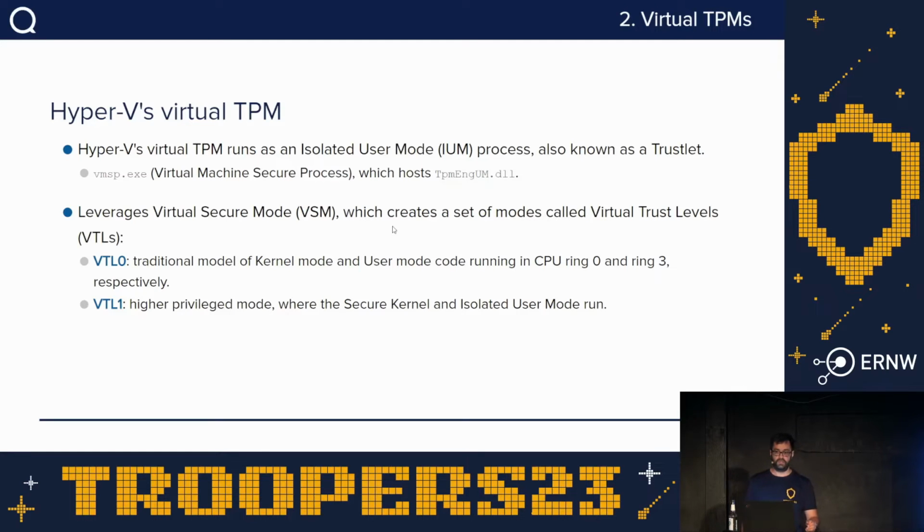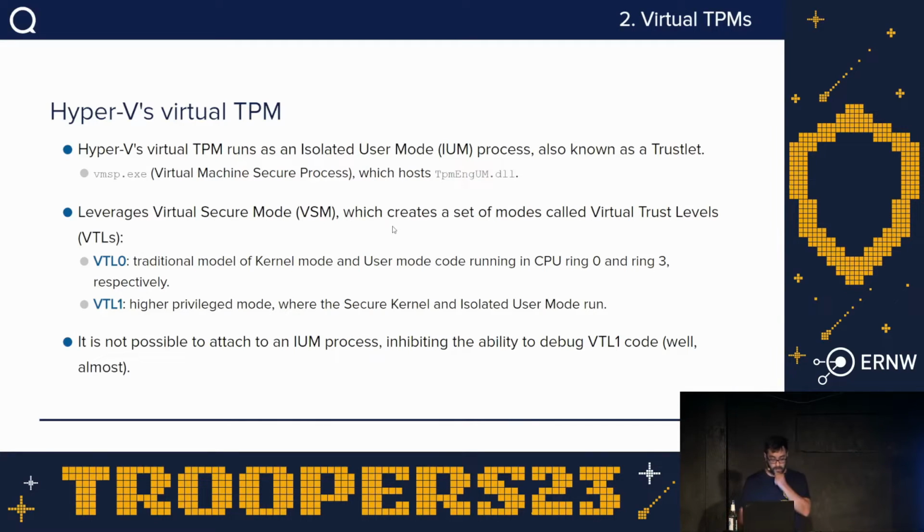We have VTL0, virtual trust level 0, which is like your traditional mode of kernel mode running in ring 0 and user mode running in ring 3. But on top of that, you have a secure mode, which is VTL1, which has higher privileges, and that is where the secure kernel runs in ring 0 and isolated user mode processes run in ring 3. One characteristic of this is that it's not possible to attach to an isolated user mode process, let's say the virtual TPM.